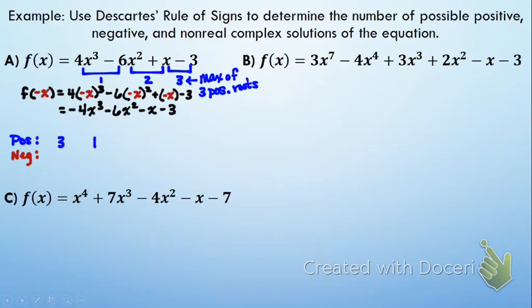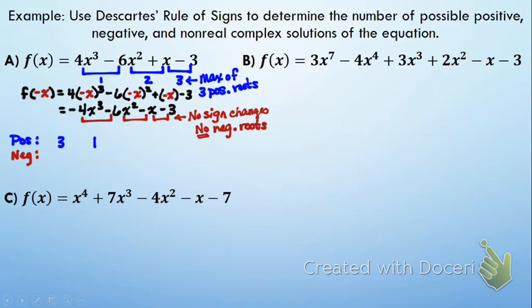Okay. Let's count how many times the sign changes. Did the sign change here? Nope. Negative, negative. Did the sign change here? Nope. What about here? Sign didn't change at all. No sign changes. So there are no negative roots. I don't get it.